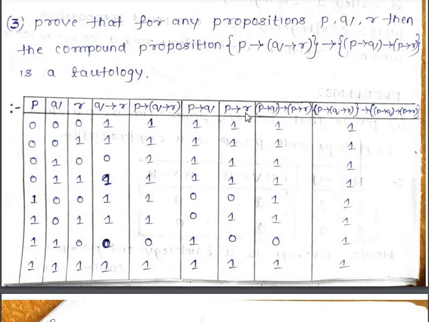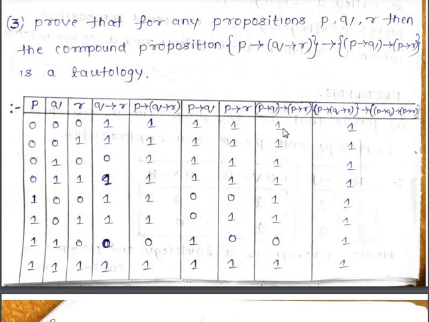Then we have to check for P implies R. We have to consider only P and R here. So 0 0 gives 1, 0 1 gives 1, 0 0 gives 1, 0 1 is 1, 1 0 is 0, 1 1 is 1, 1 0 is 0, 1 1 is 1. Then now what we have to do is P implies Q implies P implies R. So now this will be our P and this will be our R. Only these two columns we have to consider.